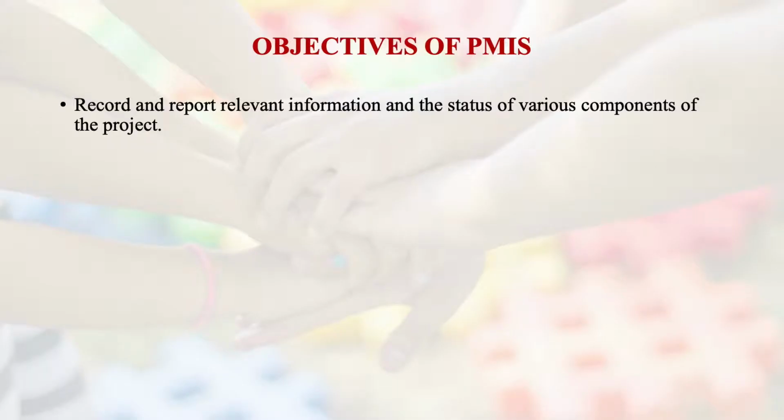The very first is it records and reports relevant information and the status of various components of the project, right? So basically the information input has to take place, and status of components of the project, like where we are, where the different resources are placed, right? Where different manpower or women power have been placed, the person power, where exactly they are, where different persons are placed in the project, like that.